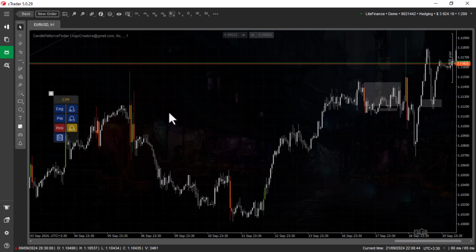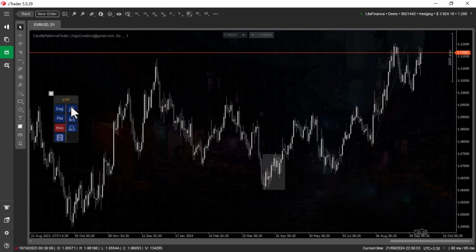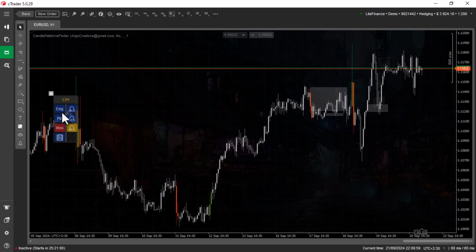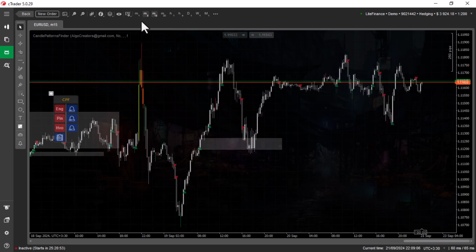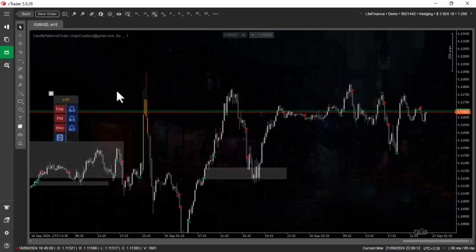The indicator operates in a multi-timeframe mode, meaning settings for each time frame are saved separately. For instance, if you've activated the bell for engulfings on the 1-hour time frame for EUR/USD, you'll receive an alert whenever an engulfing candle is detected on that specific time frame, regardless of which chart or time frame you're currently viewing. The indicator's settings are straightforward, and I'll now walk you through the basic setup.